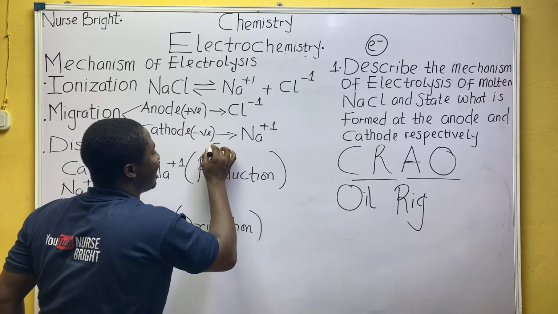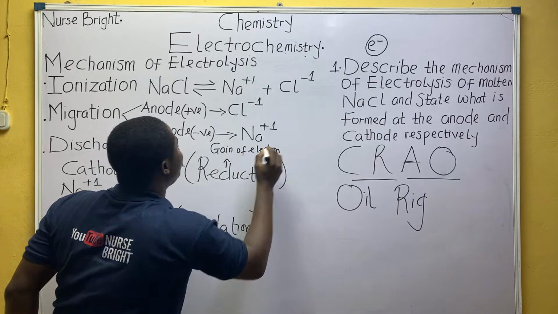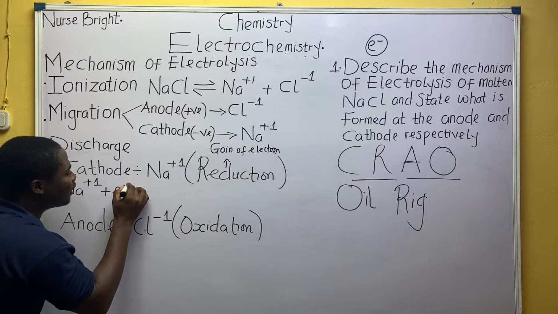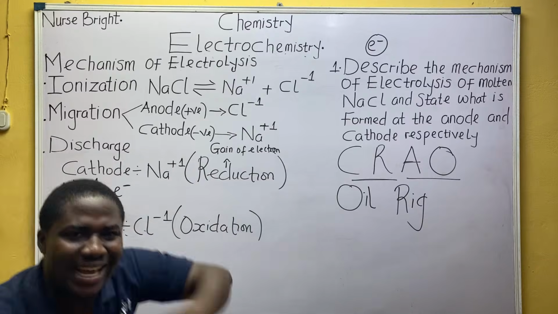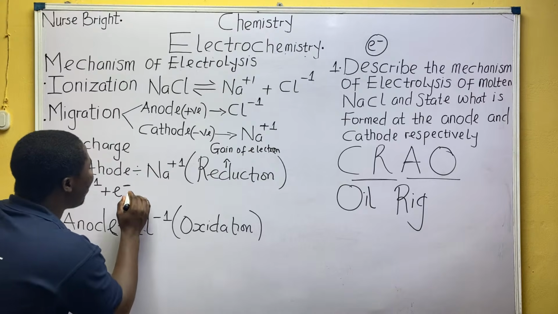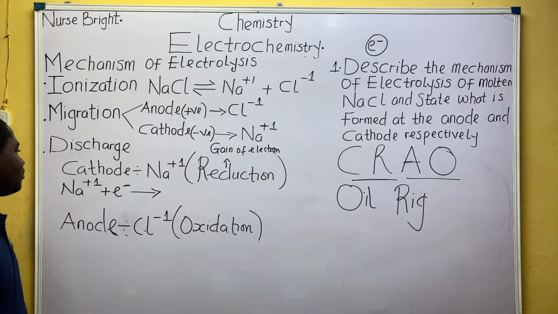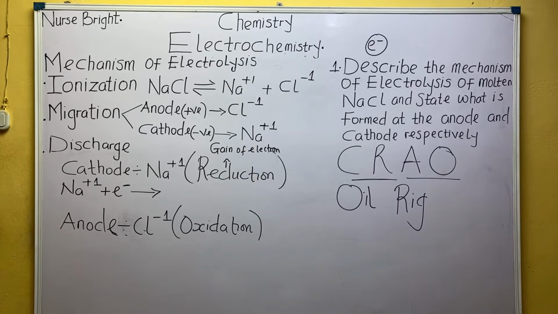Reduction is gain of electron, and this electron is e minus. So I am gaining this electron, and it stays with me. If I was losing it, it would go to my product. That is the picture. Class, pay attention now. I believe you understand what's happening. Listen and listen well. They're all easy.